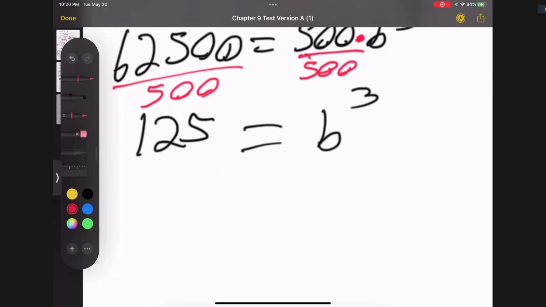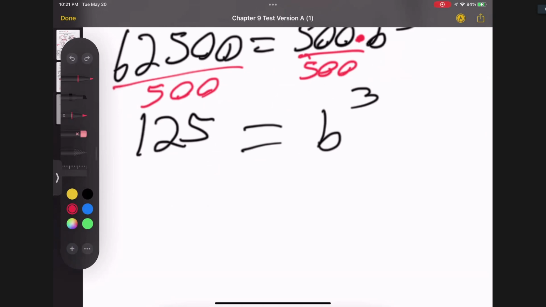I have b to the power of 3. I need to find out what number times itself 3 times gives me 125. Sometimes you're not able to perfectly see it right away. Sometimes it's easy, like this one. Some students can figure out the number right away, but if you can't, you're going to have a calculator. You are going to be doing the cube root on both sides.